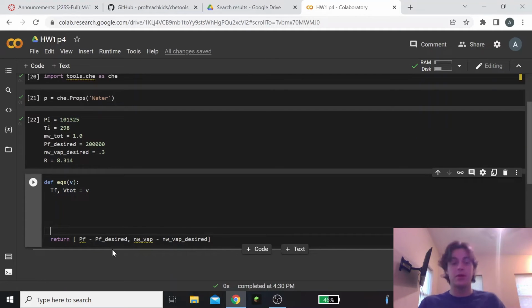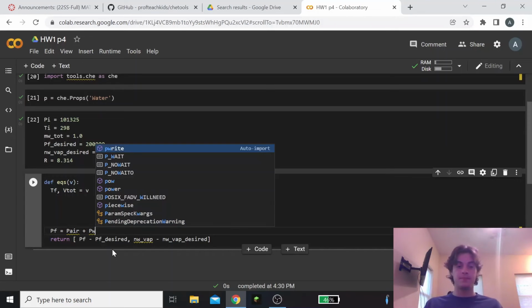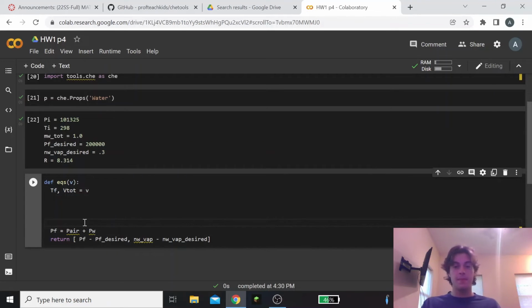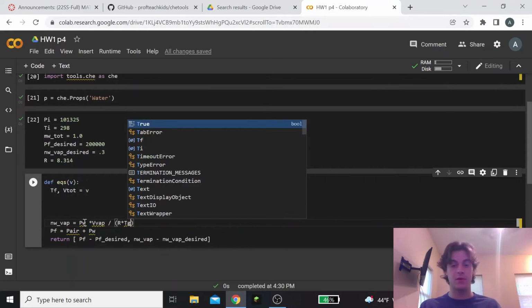So the first one I'm going to do is, if you remember, we said our final pressure was equal to the partial pressure of air plus the partial pressure of water, and our moles of water vapor will be equal to the partial pressure of water times the volume of our vapor divided by gas constant R times our final temperature.